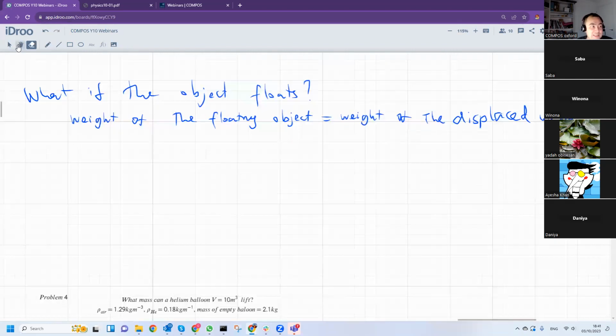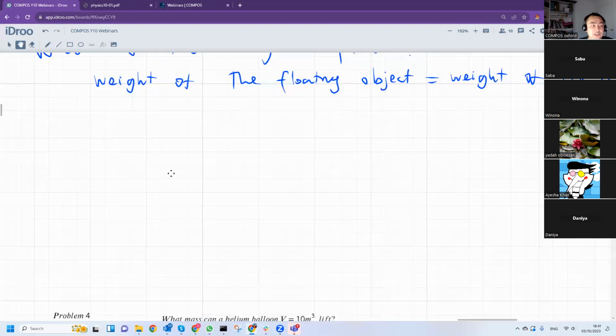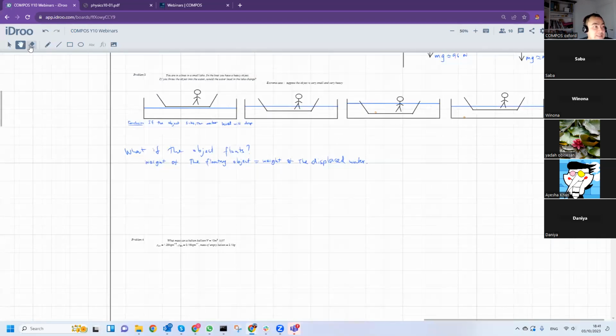So imagine now we do another extreme case, and the extreme case being that the boat is very, very light. Extreme case, the boat is super light.